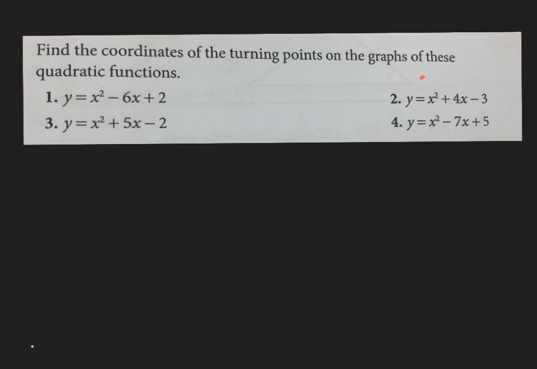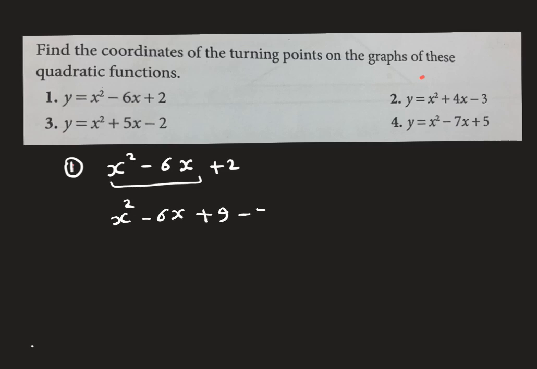We have x squared, but this is number 1, x squared minus 6x plus 2. Now forget 2. We have x squared minus 6x. So half of 6 equals 3. Square 3, so you get 9. So x squared minus 6x plus 9 minus 9, then plus 2.